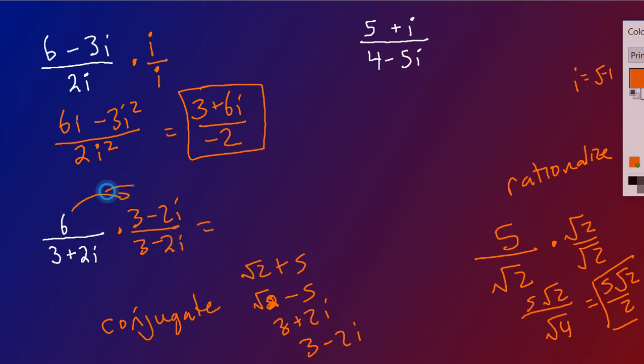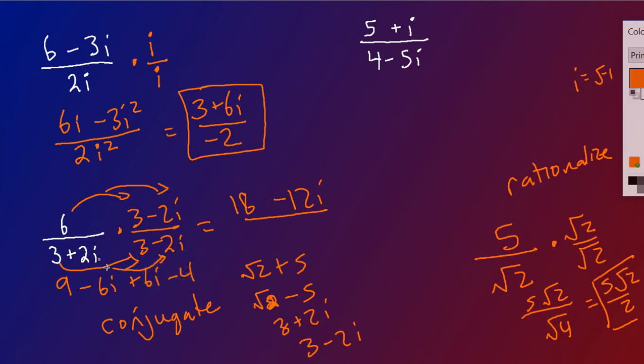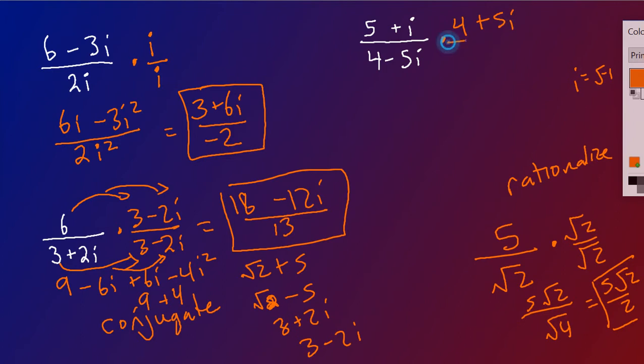So I distribute this 6, and I get 18 minus 12i all over. Now, if I do this, I will get 9 minus 6i, and then when I do the 2i, I get plus 6i, and then 2 times negative 2 is negative 4, and then i times i is i squared. i squared is negative 1, so I get a plus 4. See, these cancel, and I have a 9, so I get 13. So 13 down there. So this one, well, what's the conjugate of this? Well, 4 plus 5i.